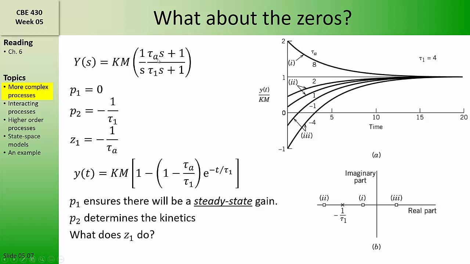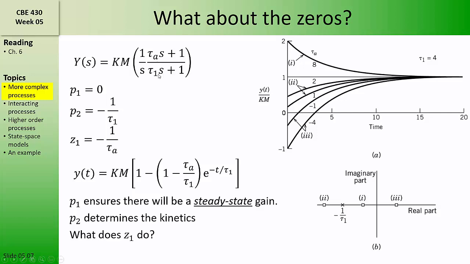When the numerator time constant, tau a, is greater than the denominator time constant, tau 1, then the initial response to a step input will go past the final steady state and then decay to the final steady state. We call that behavior overshoot. So when tau a is greater than tau 1, this ratio is larger than 1, which makes this coefficient on the exponent positive. That gives rise to the overshoot seen here.